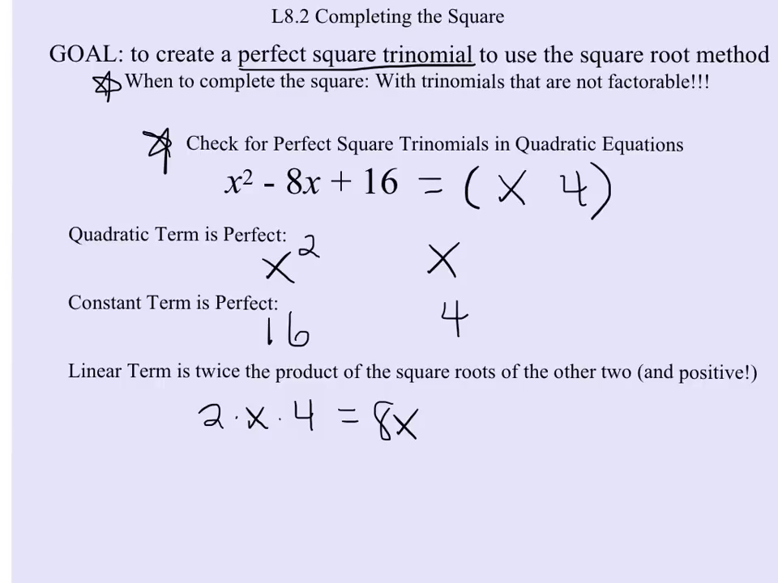We put in the terms that are going to be part of the binomial, and then the sign follows that middle one, and then we square it.